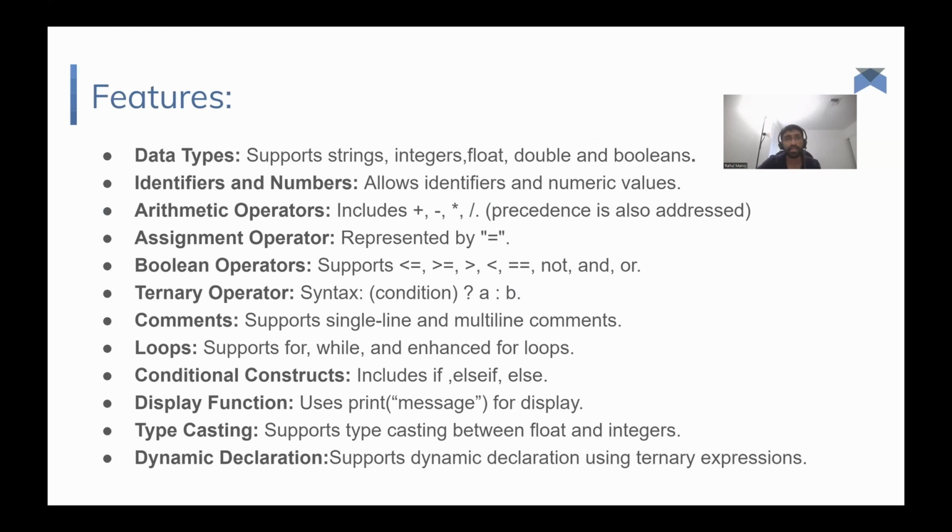Now we'll go on to the features of our language. As the project had defined, we have all of the basic features. That would be the data types, the identifiers and numbers, the arithmetic operators, assignment operator, Boolean operators, ternary operators, as well as comments and print statements. Also, we have both the loops and the if conditions. We also have some additional features like typecasting and dynamic declaration, which basically means that on declaration, you can also give an expression value with the assignment operator. So that concludes the features. We will talk about the features in detail when we talk about the grammar and the explanations, the sample runs.